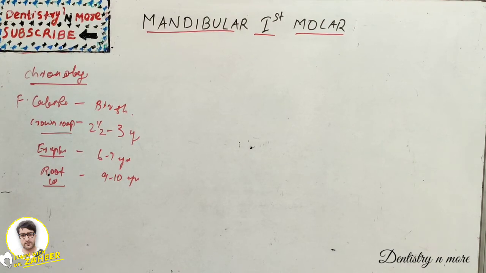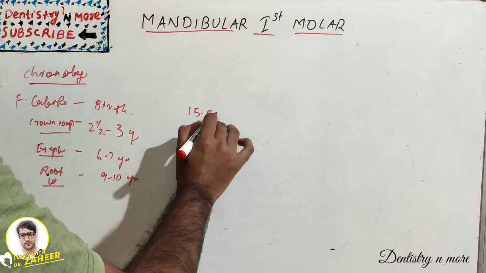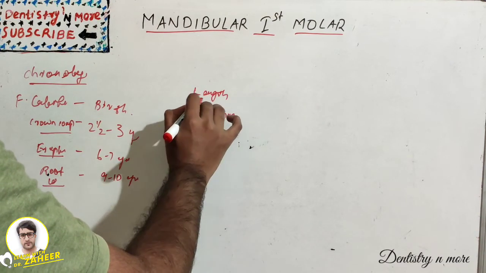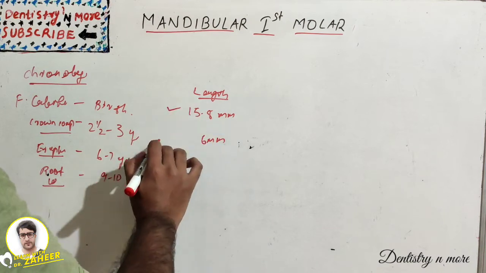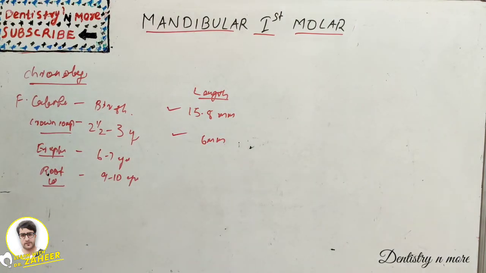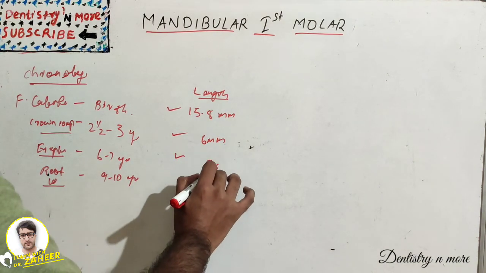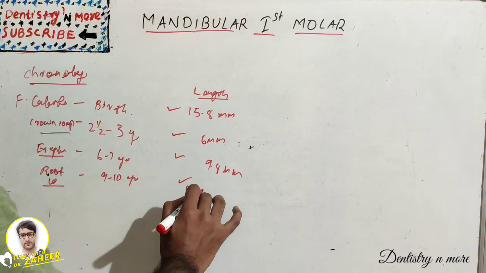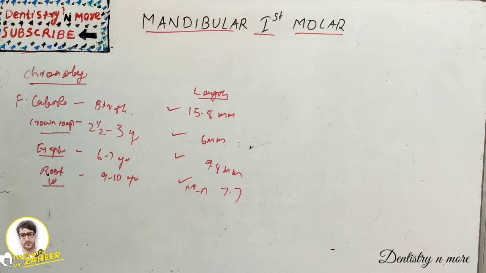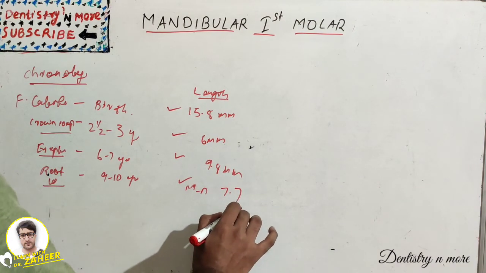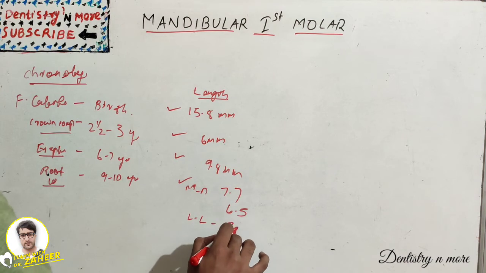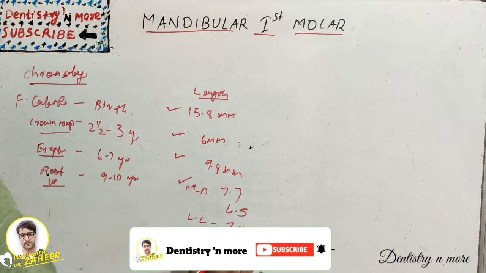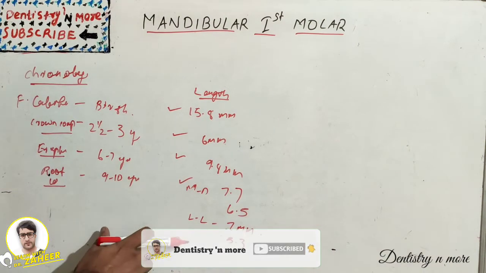Whereas for the dimensions, the length is around 15.8 millimeters. Then the length of the crown is around 6 mm, and the length of the root is around 9.8 mm. The mesiodistal dimension of the crown is around 7.7 mm, and at the cervix it will be lesser, around 6.5 mm. Then the buccolingual diameter is 7 mm, and 5.3 mm at the cervix. So this was about the dimensions.